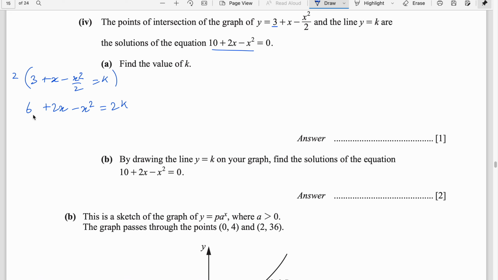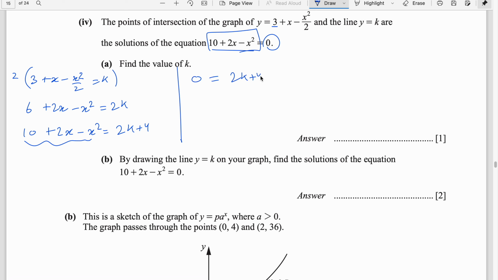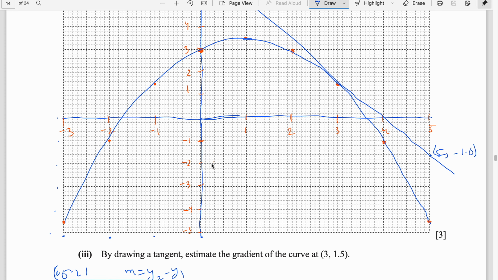If I add 4 on both sides, I should get 10 plus 2x minus x square is equal to 2k plus 4. And basically when this whole is equal to 0, I can substitute this whole as 0 equals 2k plus 4. Solving for k, I get the constant which is minus 2. By drawing the line y is equal to k, now y is equal to minus 2 on the graph, find the solution. So this is y is equal to minus 2.